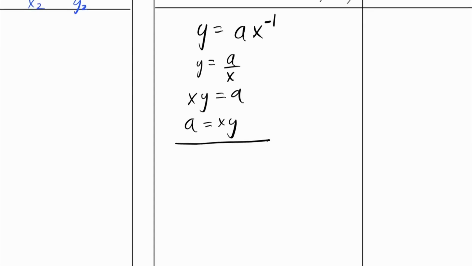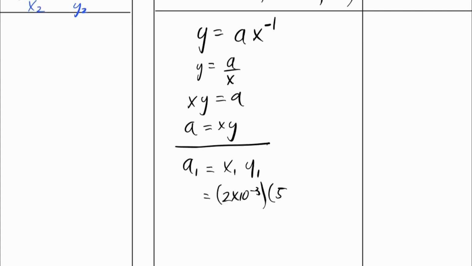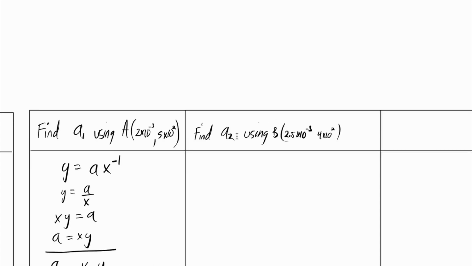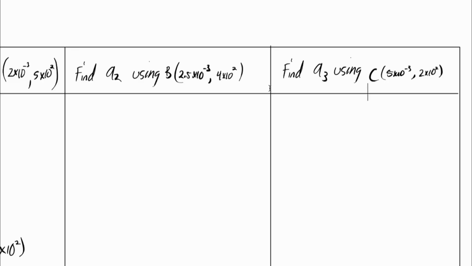Now to actually find a1. a1 is equal to x1 times y1. 2 times 10 to the negative 3 times 5 times 10 to the 2, and we get exactly 1. But based off the fact that we have the sig figs, 1.00. And we repeat for points B and C. And there's our a3.